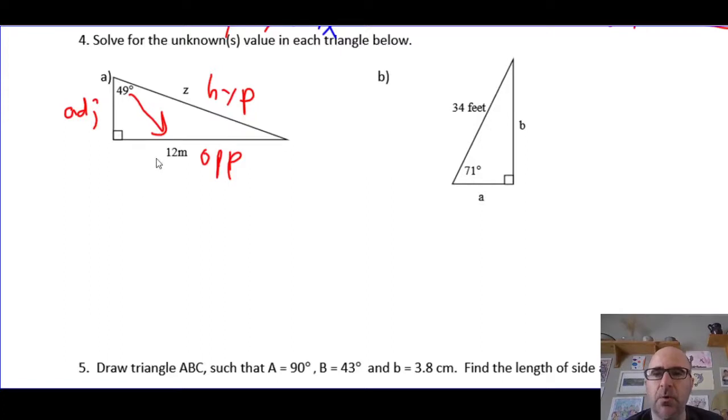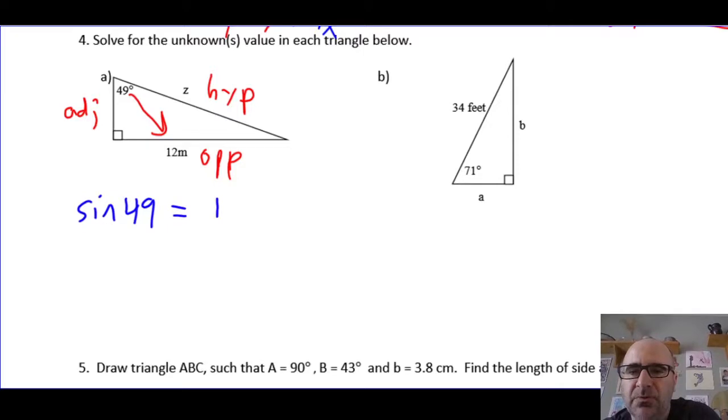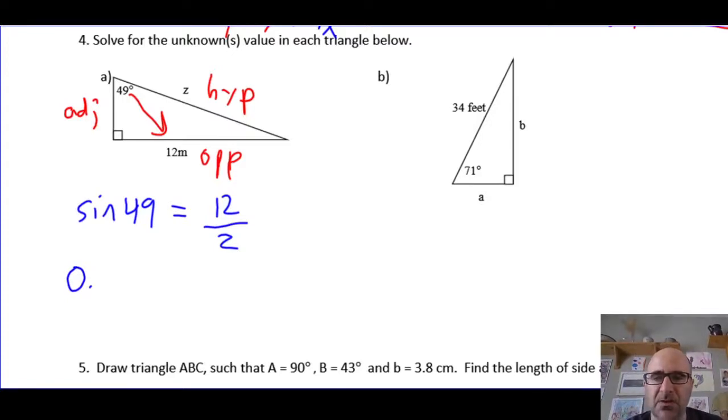So in this one, we want to include the hypotenuse to calculate it, and we want the opposite side. So this is a sine question. The sine of 49 degrees is equal to 12 over z. Now when I use my calculator, for the sine of 49 degrees, I get 0.7547, which equals 12 divided by z.